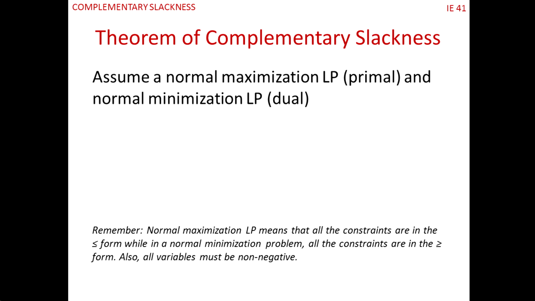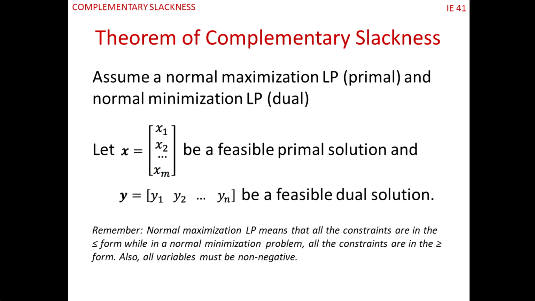Remember, normal maximization LP means that all the constraints are in the less than or equal to form, while in a normal minimization problem, all the constraints are in the greater than or equal to form. Also, all variables must be non-negative. Let x be a feasible primal solution, and y equal to y1, y2, and so on until yn be a feasible dual solution.